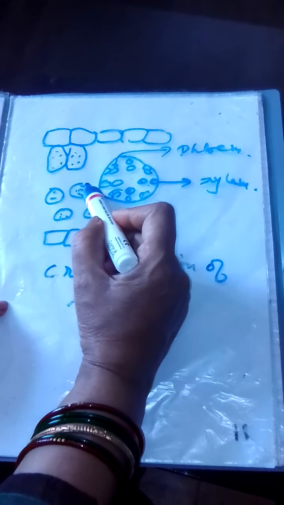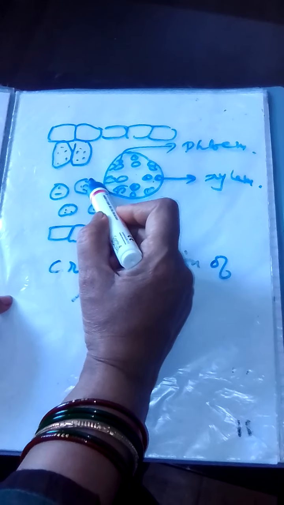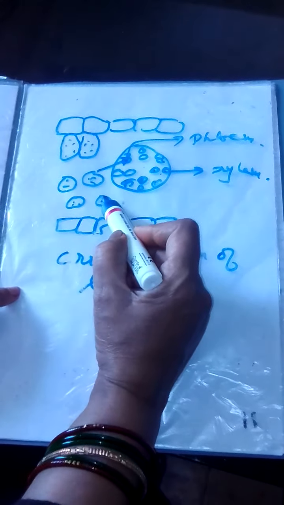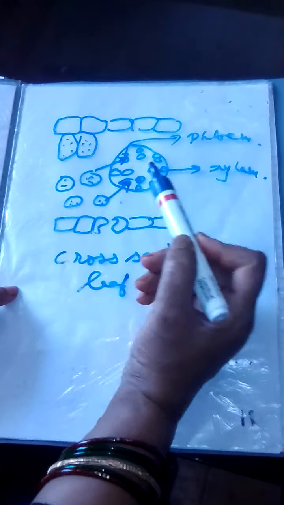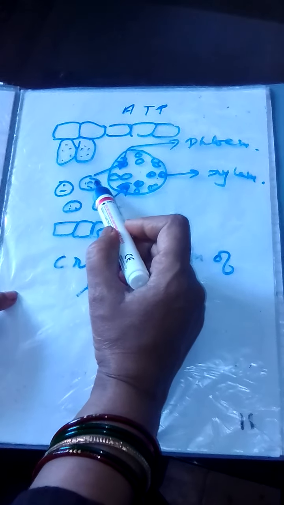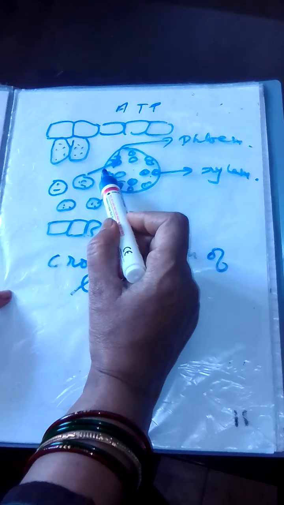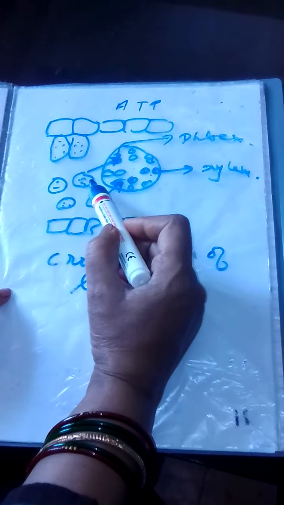So the food which is synthesized is transported, utilizing energy, to the phloem. Understood? So from here it is transported where? To the phloem, utilizing energy, meaning against the concentration gradient. And it is transported in the form of sucrose. Sucrose is a kind of disaccharide sugar.